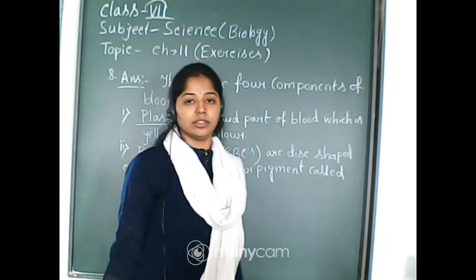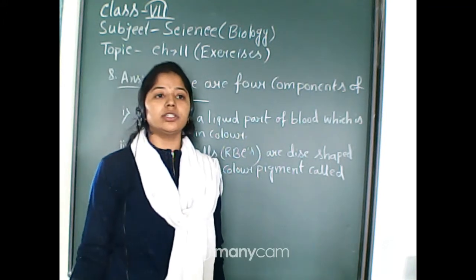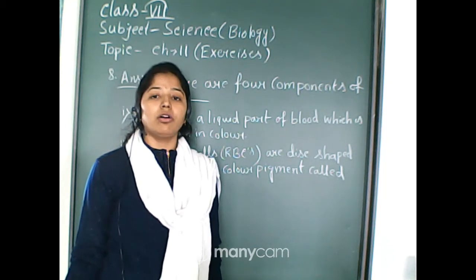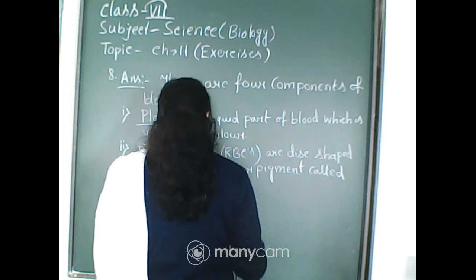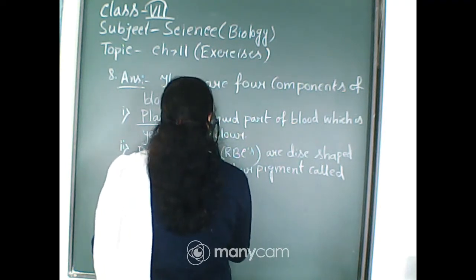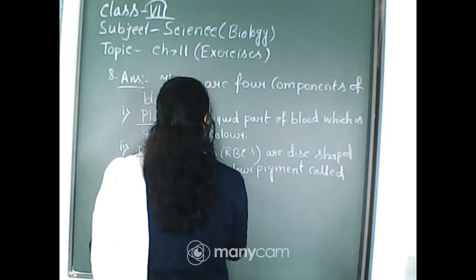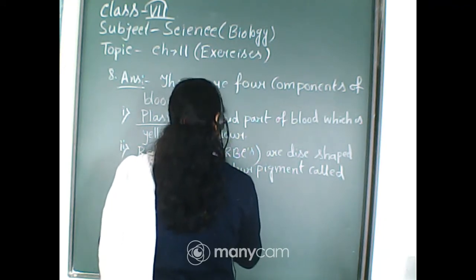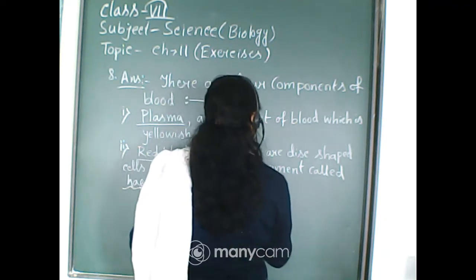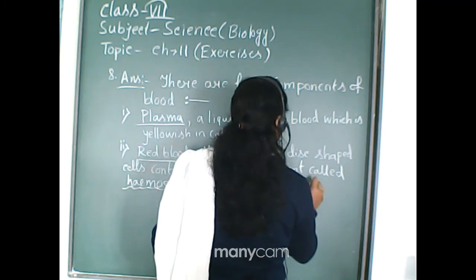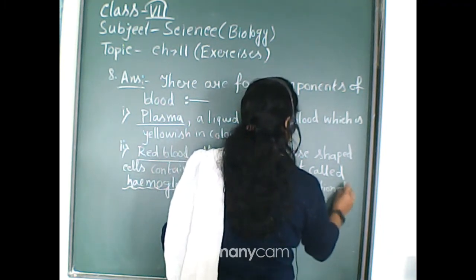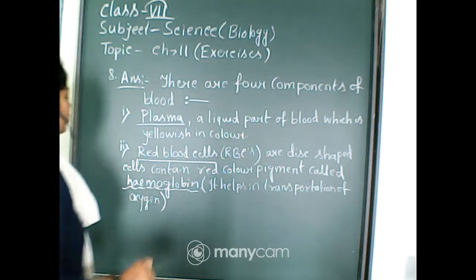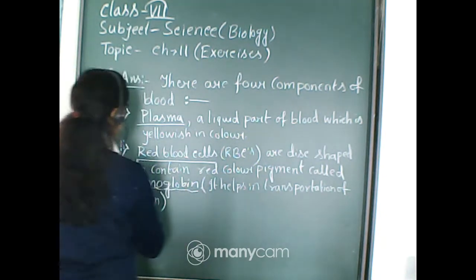To transport oxygen. The oxygen is carried with hemoglobin throughout all the cells of our body. Okay, so here the main function of hemoglobin is that it helps in transportation of O2, transportation of oxygen. Okay, so here I have written the function in brackets, that is hemoglobin function.